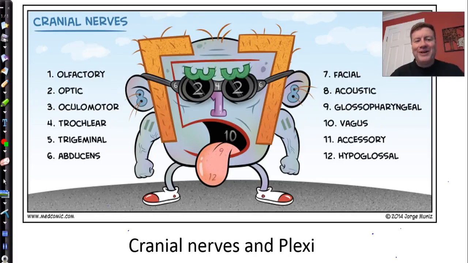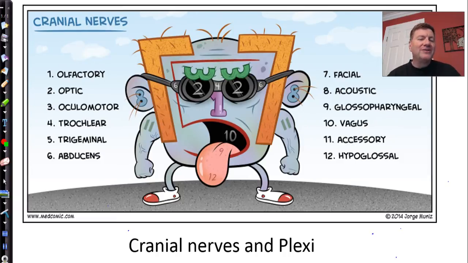And here we go, looking at kind of a funny cartoon, looking at cranial nerves and plexuses. We'll talk about what a plexus is in just a second. First, for this cartoon, I'm not going to ask you to memorize the cranial nerves. It seems a little pointless, or to know specifically what they do. We're going to talk about some general functions of cranial nerves in a moment.